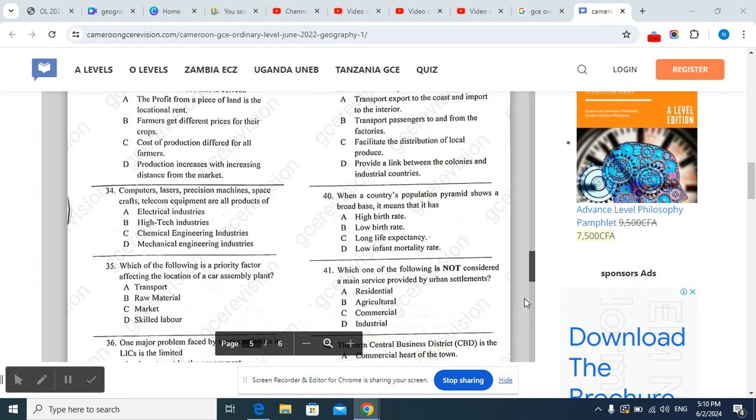Question 40. When a country's population pyramid shows a broad base, it means that it has... The answer is A.